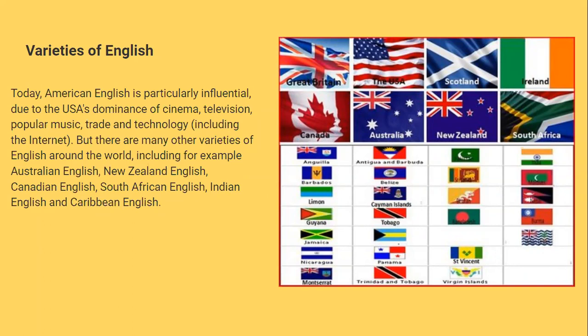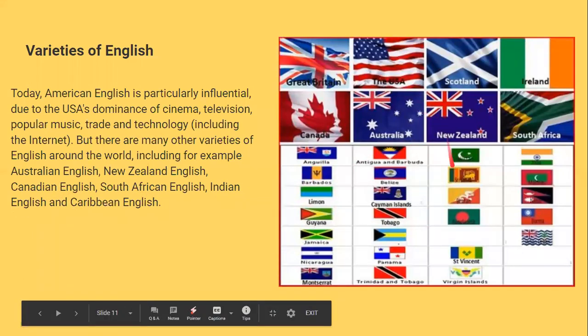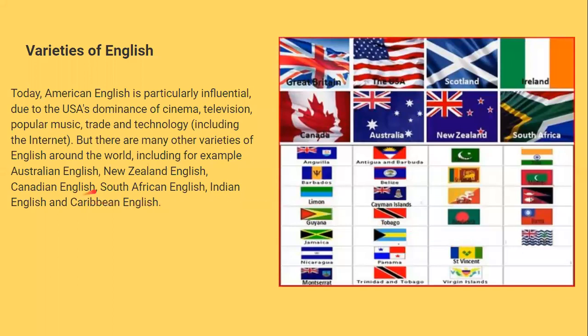But now it is America, the United States, influencing television, music, technology, and the internet mostly, and also other varieties of English have been studied. We have the main ones: British English, American English, Scottish, Irish, Canadian English, Australian, New Zealand, and South African, and we have other countries from the Caribbean, or from other places like India and Panama, that have adopted English as the first language.